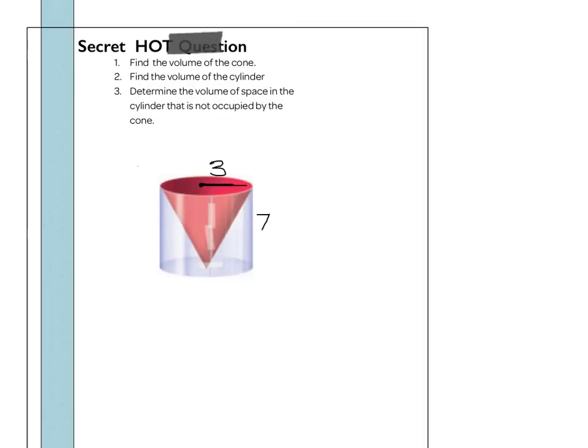Secret hot question. It's got 3 parts. The first part says, find the volume of the cone. So there is a cone in there. Then it says, find the volume of the cylinder. Ooh, you get to find the volume of the cylinder. And then it says, determine the volume in the cylinder that is not occupied by the cone. So you're looking for all of the space in the figure that is here. You're looking for all that space. How would you figure out the space that is not occupied by the cone?